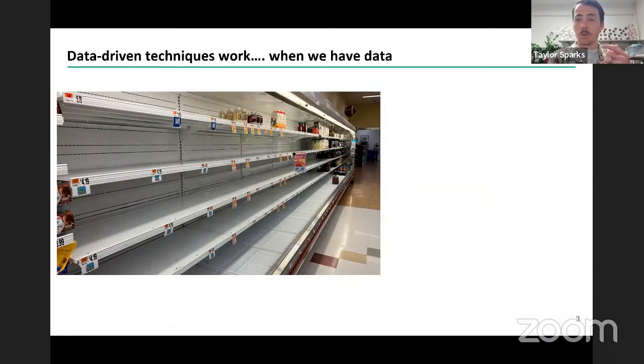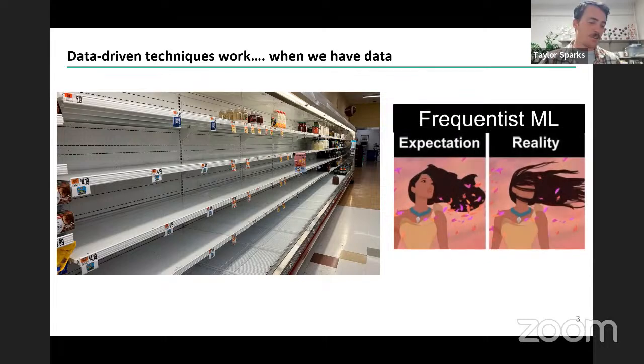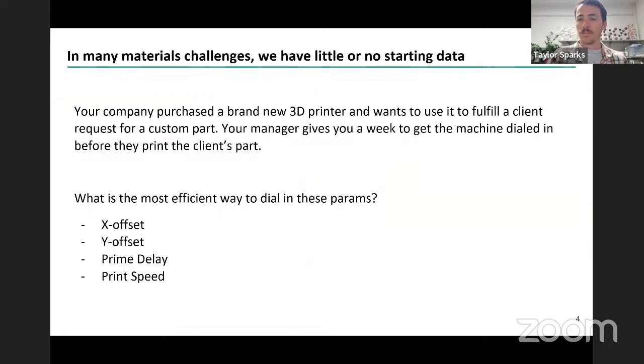Data-driven techniques work when you have data, and they don't work very well when you don't have data. And the reality is that this has led to a pretty big disconnect between what we expect when we take these frequentist machine learning approaches versus the reality. In reality, if you don't have good data or enough data to have that pattern present in the data, then your frequentist model that's looking for patterns in the data is going to fail. And in reality, that's where a lot of material science challenges lie.